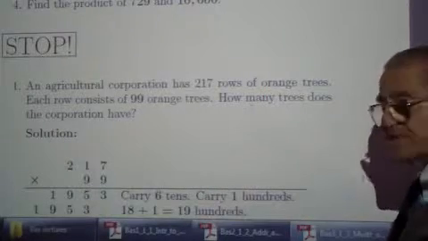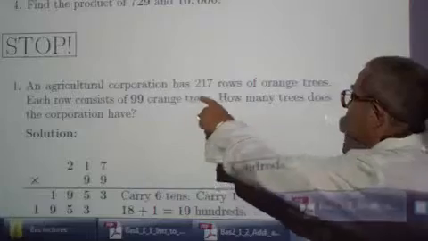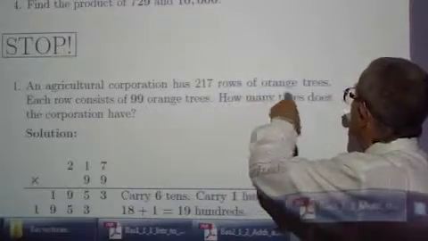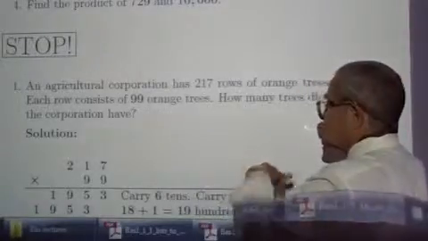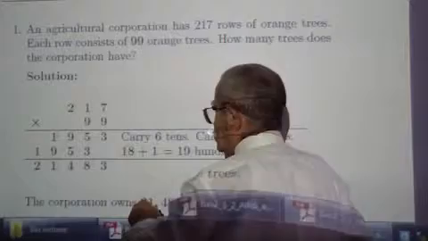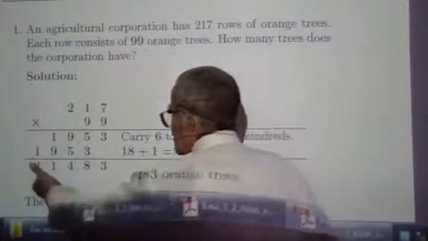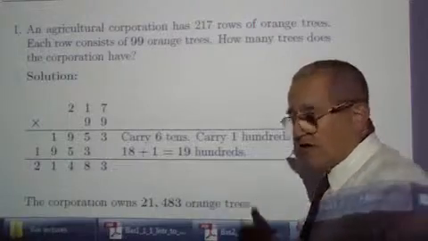Then for the third section, the exercises were as follows. An agricultural corporation has 217 rows of orange trees. Each row consists of 99 orange trees. How many orange trees are there? You multiply 217 by 99 and you're supposed to get 21,483. You go ahead, check your numbers.